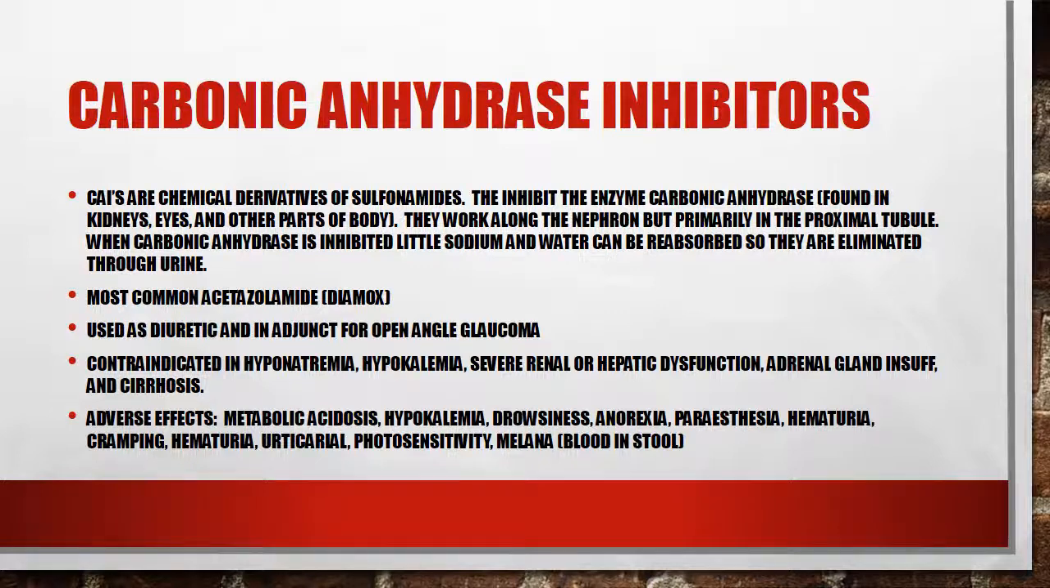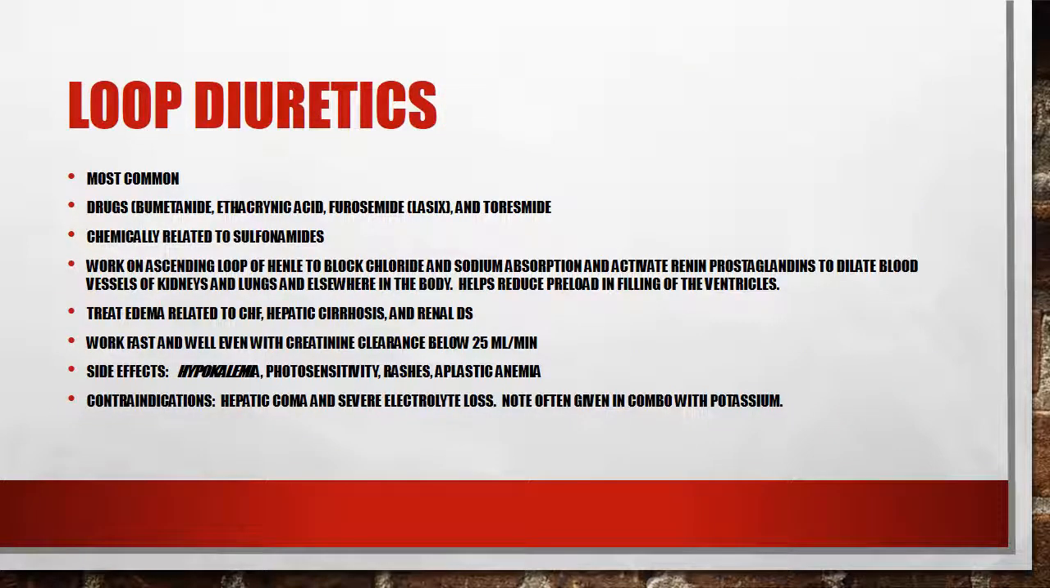It's your drug. Loop diuretics. Biggest thing to know, this is the most common. Furosemide, Lasix. That's what I know about this one. And it is also chemically related to sulfonamides. It works on the ascending loop of Henle to block chloride and sodium reabsorption, to activate renal prostaglandins to dilate blood vessels in the kidneys and lungs. It helps to reduce preload. It works fast. We treat edema, CHF, hepatic cirrhosis, and renal disease.